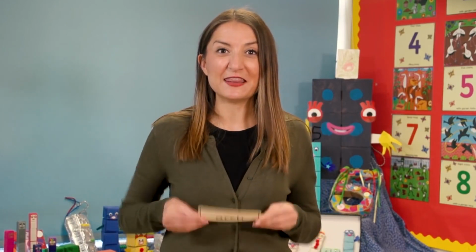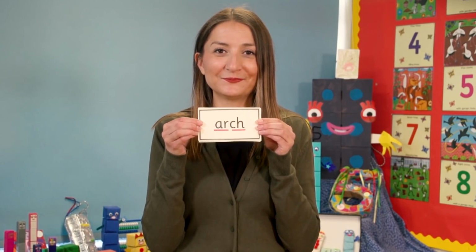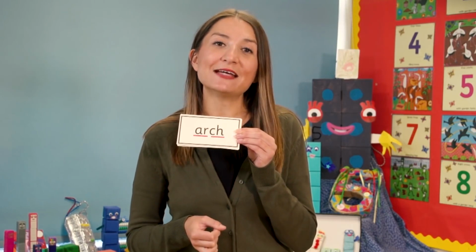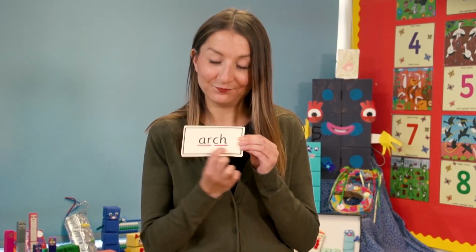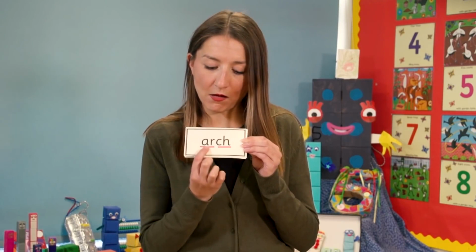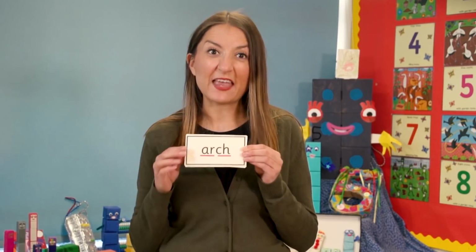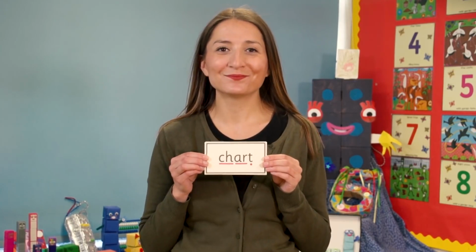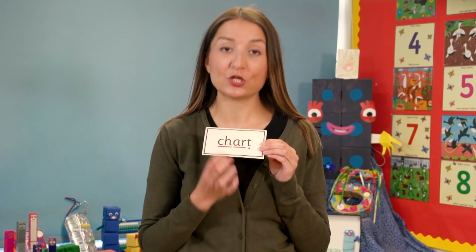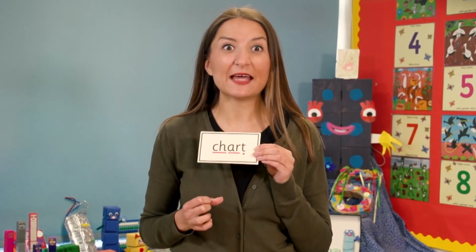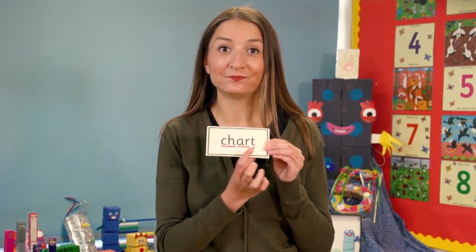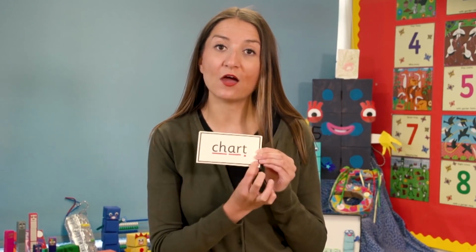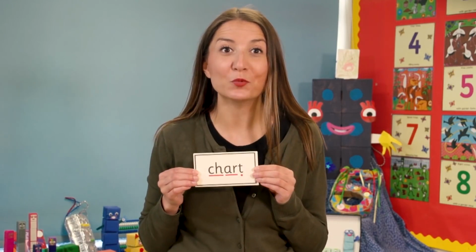Can you spot the digraphs in this word? Yes, the digraphs are ar and ch. Sound out and blend. Arch. They sat under the arch. Can you spot the digraphs? Yes, the digraphs are ch and ar. Sound out and blend. Ch, ar, t, chart. They made it to the top of the reward chart.